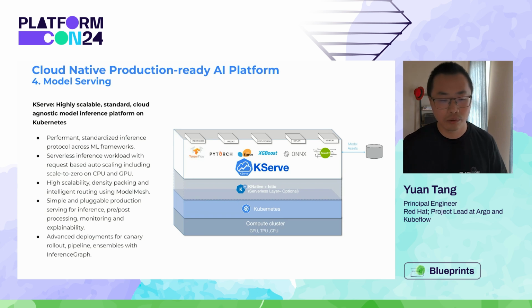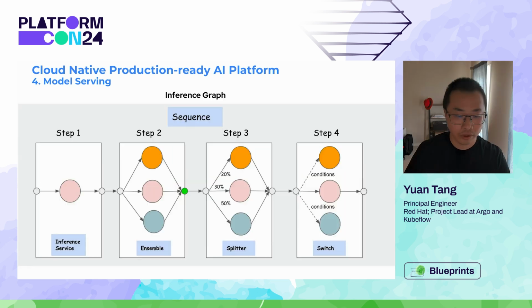And it also supports highly scalable density packing and intelligent routing using ModelMesh. And it is also simple and pluggable, so it can be used for different phases of the inference. For example, you can insert different pre-processing and post-processing into the model serving and continuously monitor your model performance. And it also supports advanced deployment strategies such as canary rollout, and also supports pipelines and ensembles with inference graph.